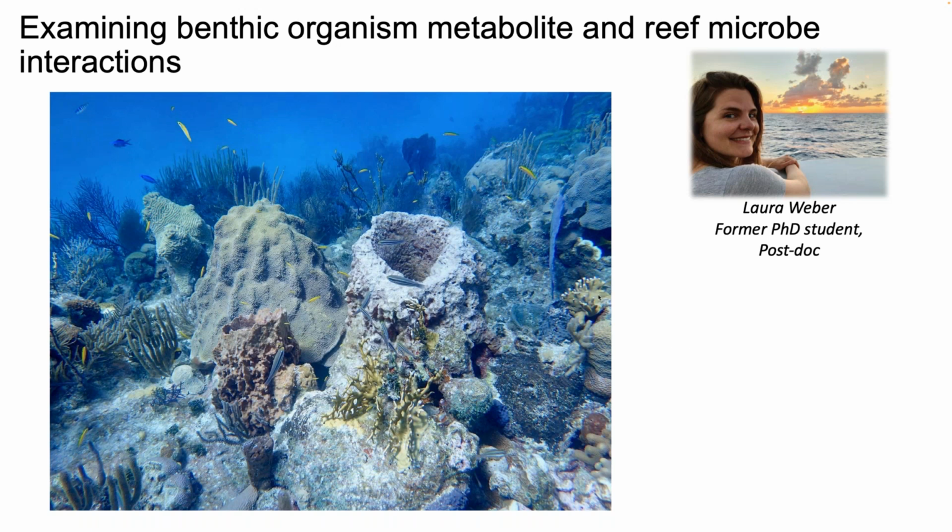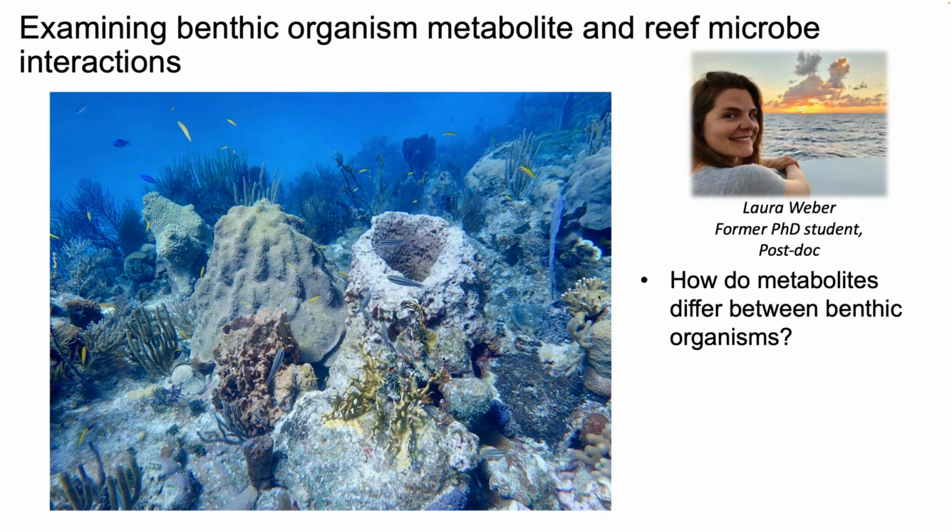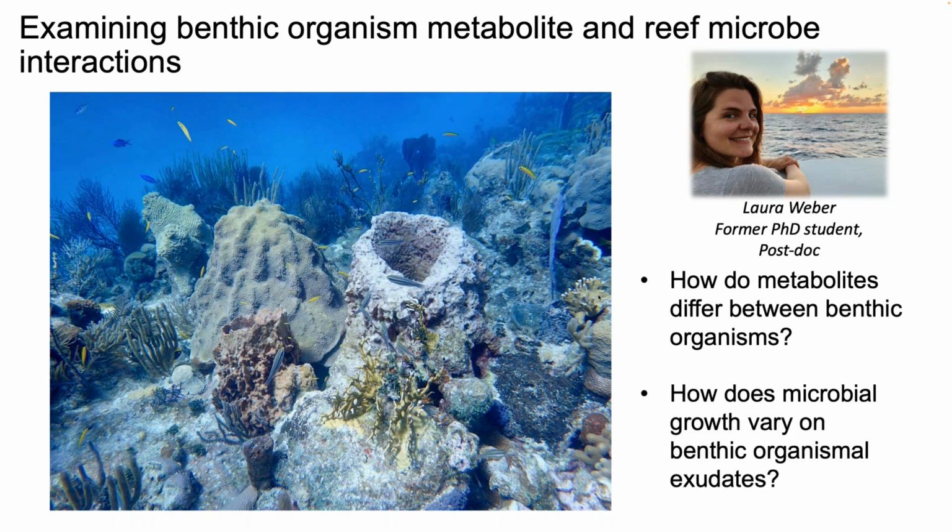There were 2 main questions that we asked with this study. How do metabolites differ between benthic organisms? Are they all making the same metabolites, or do they have distinct metabolites? And can we even measure them? There were a lot of unknowns going into this study. And then, if we feed those metabolites to reef water microbes, do they grow on them? Do we see differential growth based on the types of metabolites we give them?